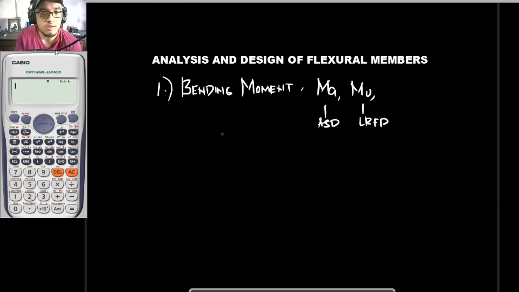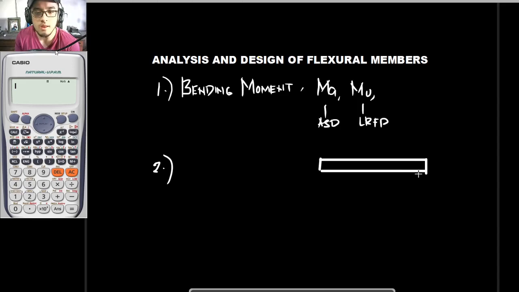Since yan yung number 1, of course, meron tayong number 2. Suppose that this is to be your member right here. Ito kunwari yung flexural member natin. Itong bending stress natin is caused by your bending moments. And these bending moments right here can be caused by couples or loads that are traverse to your section. Ito yung mga traverse loads natin.